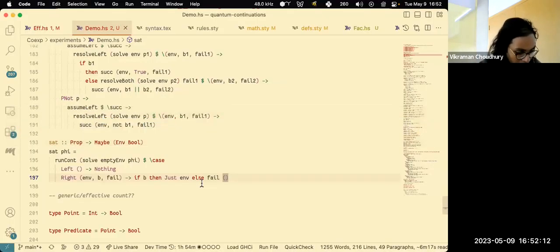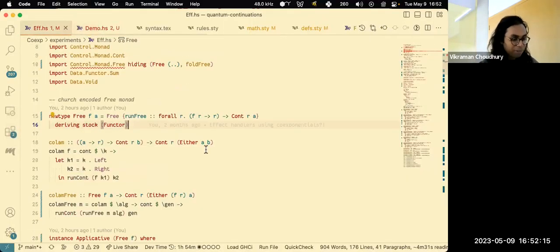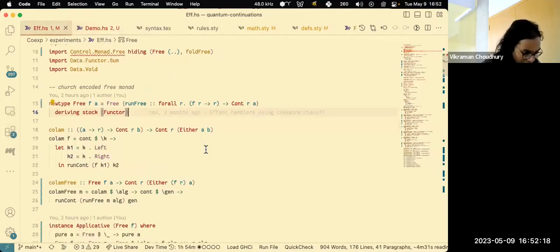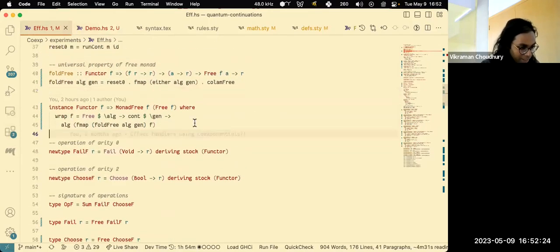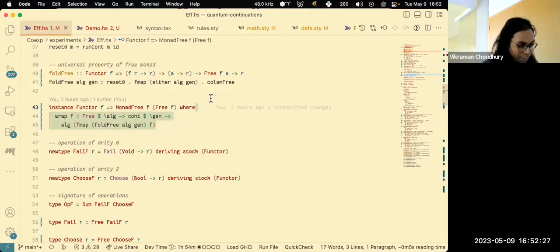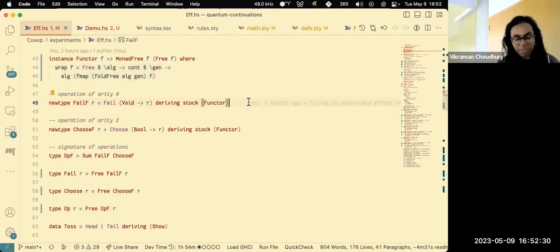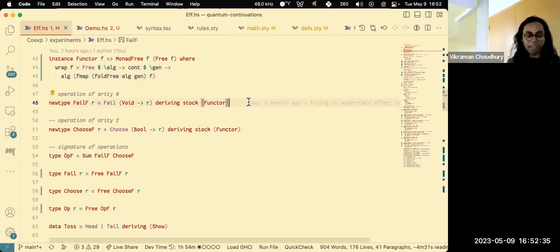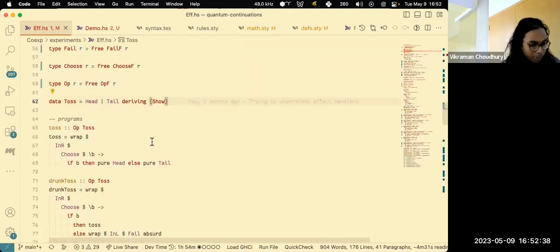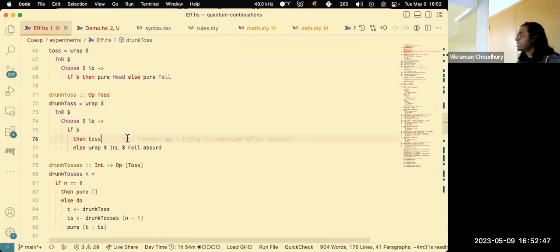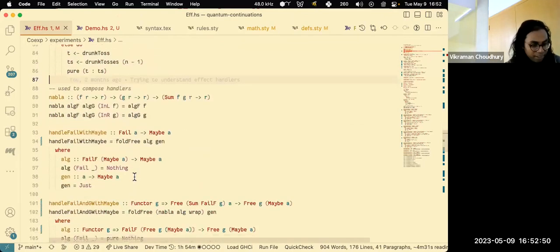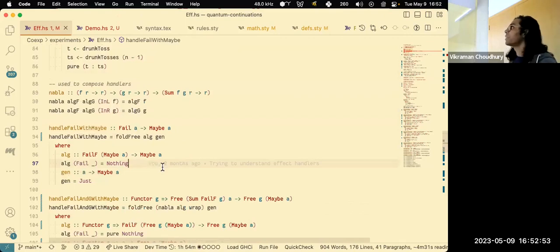I tried to reproduce Sam's drunken toss example, and here's fold free, and you need to show that it has the universal property of the free monad, and then just two operations, fail and choose. So fail has arity 0, choose has arity 2. You can do a toss where you choose a Boolean, and if it's true, then heads or tails. You can do a drunk toss where you do it twice, or you can do it n times. And you can write handlers for them using the fold.